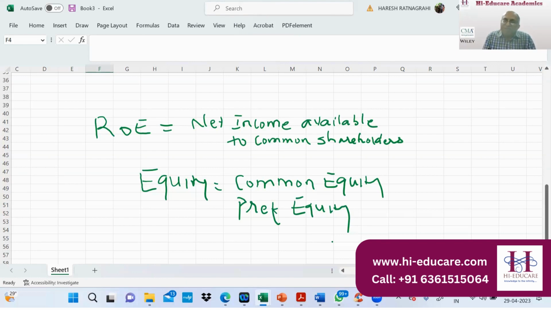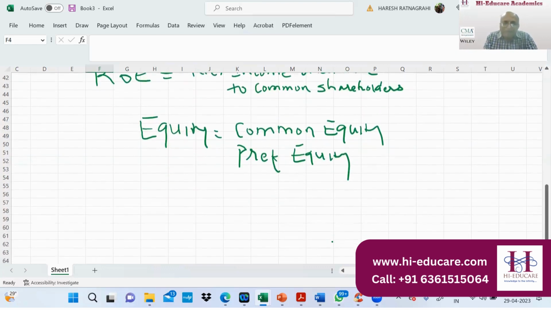But the advantage of preference equity is that whenever we calculate the debt equity ratio, the creditors and the debenture holders see that preference equity, at the time of winding up of the company, the creditors get priority before the preference equity.